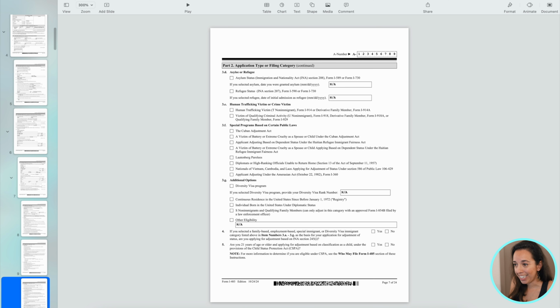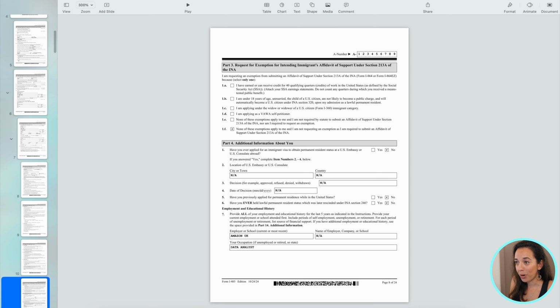Page 7, again, doesn't really apply to us. Just remember to fill in your A number at the top here. So for 3D, we left that blank and just wrote NA in the empty fields. For 3G, we wrote NA and continued on to page 8.